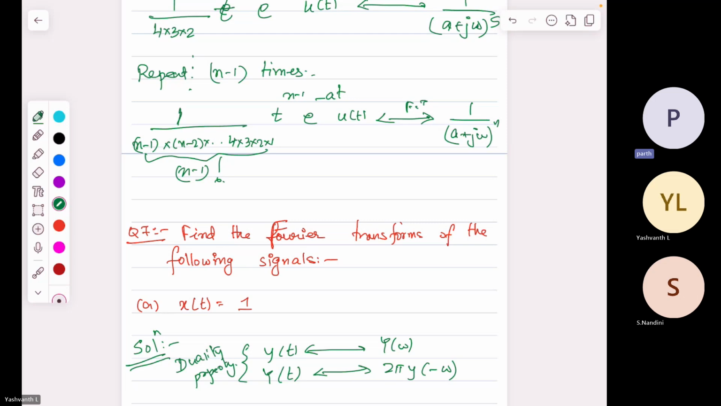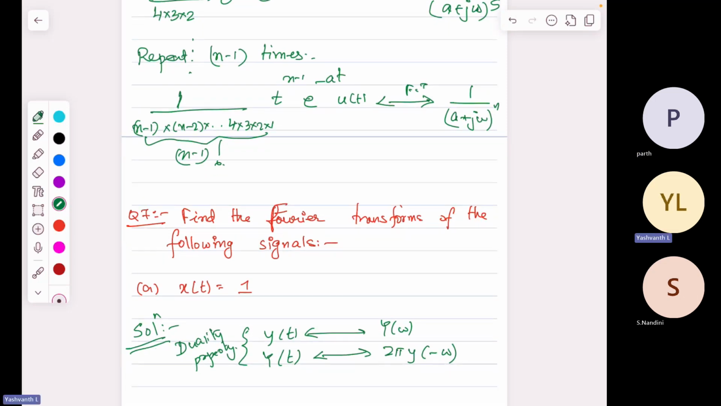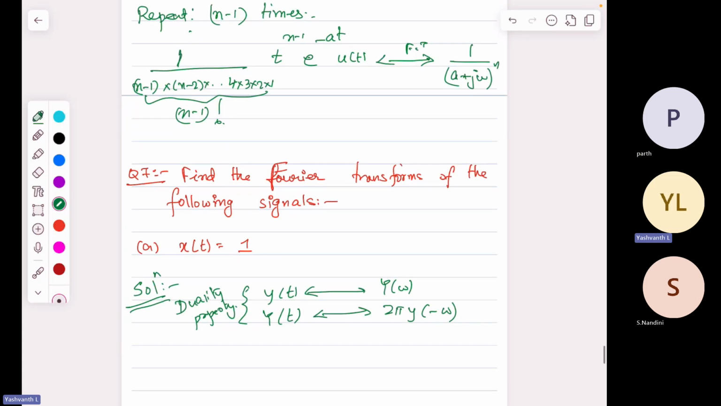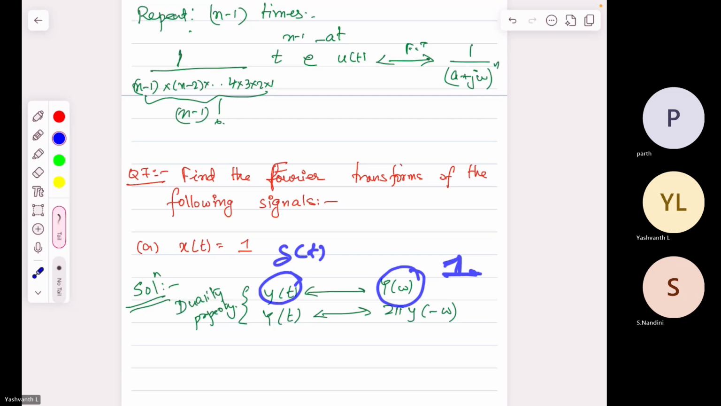Is it delta divided by 2 pi or delta into 2 pi? Delta into 2 pi, because basically, what we know is that if this were delta of t, we know that capital Y of omega is equal to 1. That is something known to you. But what is the Fourier transform? That's what I'm asking here.